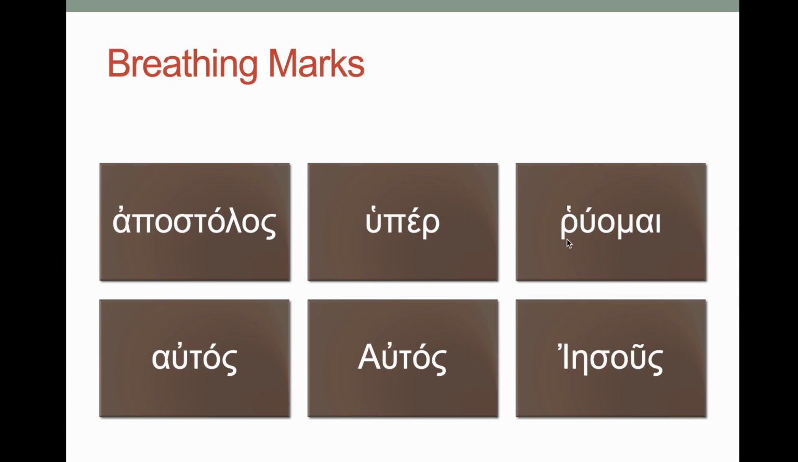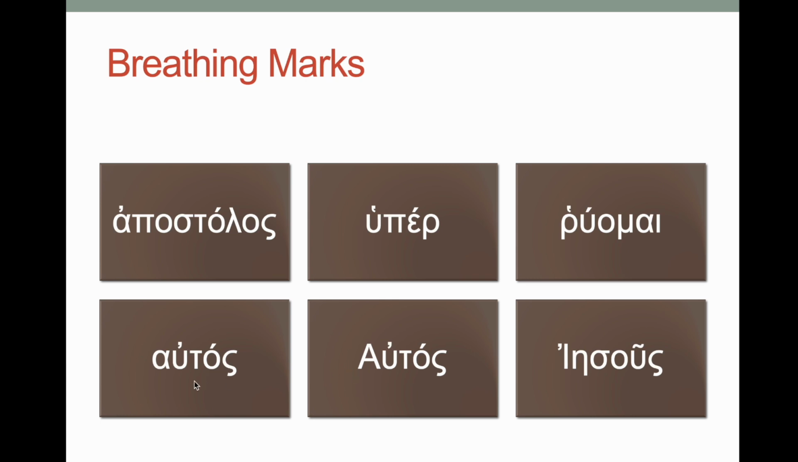We have an example here of a rough breathing mark with a rho, and it really doesn't add anything significant to the pronunciation. So you don't go, ruomai. Maybe you give a little bit of a trill to the R, ruomai. The next is the word for he, and notice it's a diphthong, so the breathing mark goes over the second vowel in that diphthong, so that's autos.